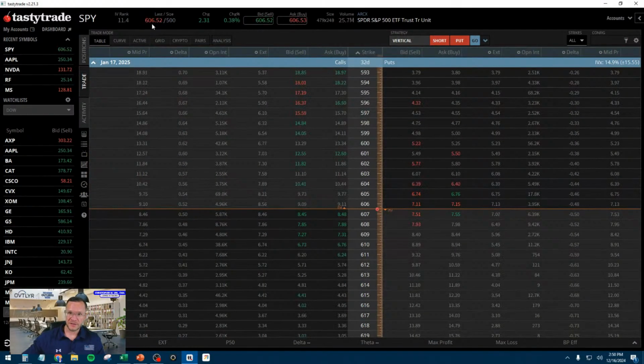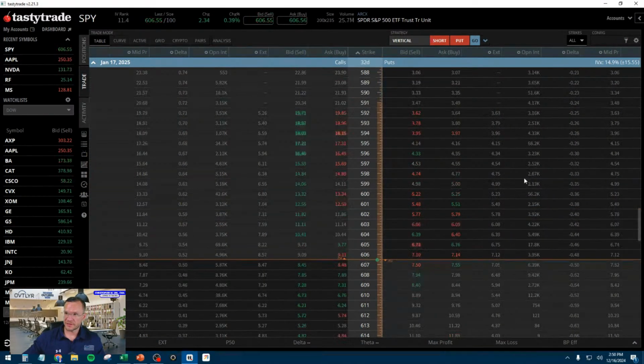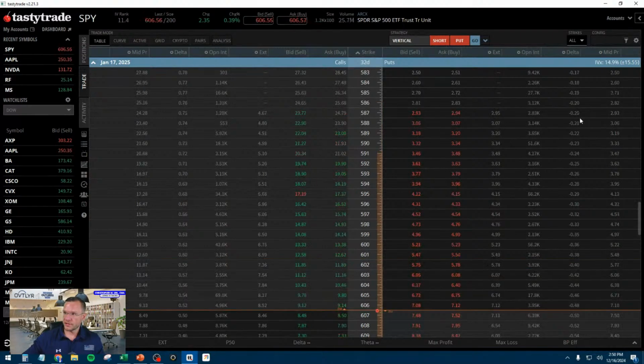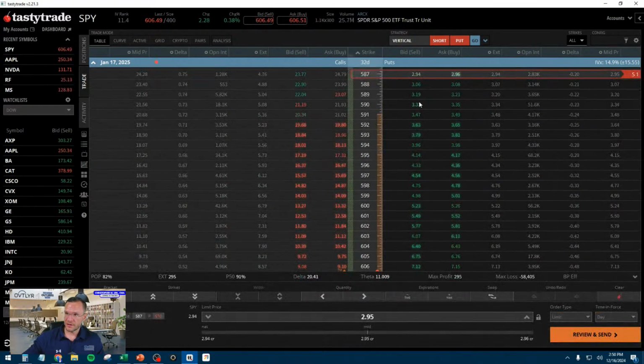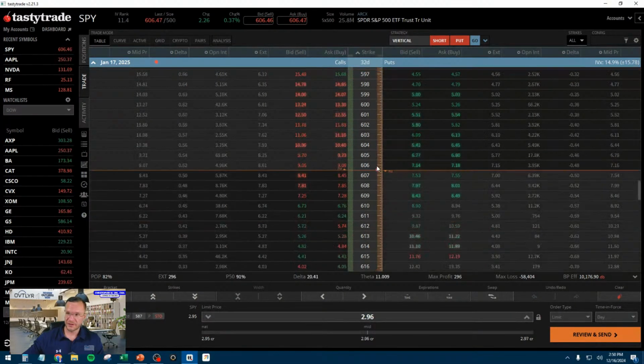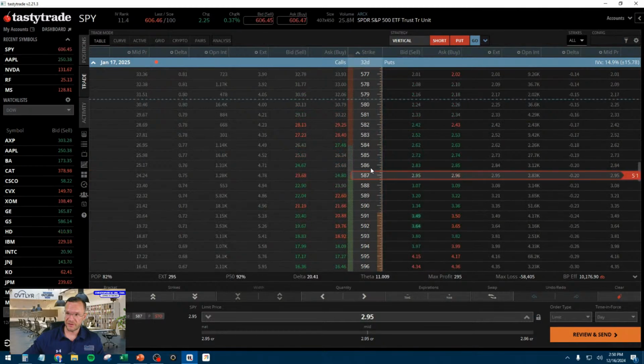If the current price of SPY is 606, and let's say I want to go to the 20 delta, I could sell the 587s. So as long as it doesn't go under 587, which is 606 to 587, let's call it $20 or so, as long as it stays within a $20 range or higher, anything higher, then I get to collect all of that premium, okay?